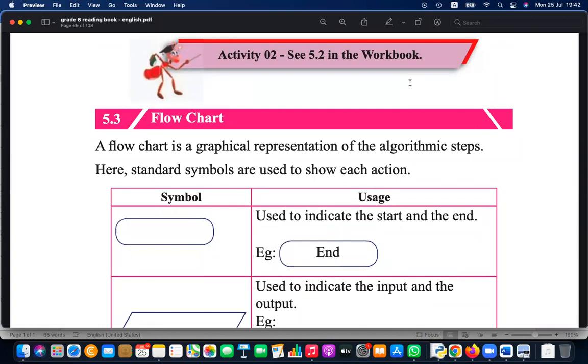So the rounded rectangle is the shape which is used to show the start and the end. So the shape is a rounded rectangle or ellipse, right? A rounded rectangle or ellipse can be used to show the start and the end.